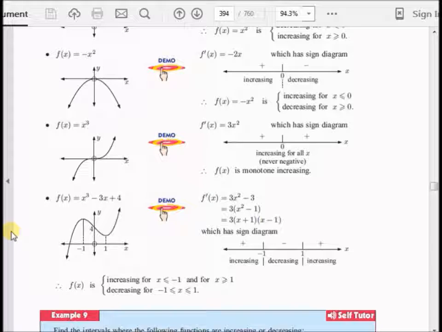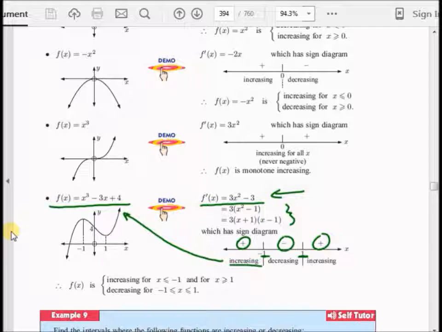And the last one here, f of x equals x cubed, subtract 3x plus 4. The derivative is 3x squared, subtract 3. Now we would factor that to find the zeros. Here are our zeros, -1 and 1. And we draw the sign diagram of this derivative function. This derivative function is positive in this interval, negative in this interval, positive in this interval, which means that the original function is increasing in this interval, decreasing in this interval, and increasing in this interval.